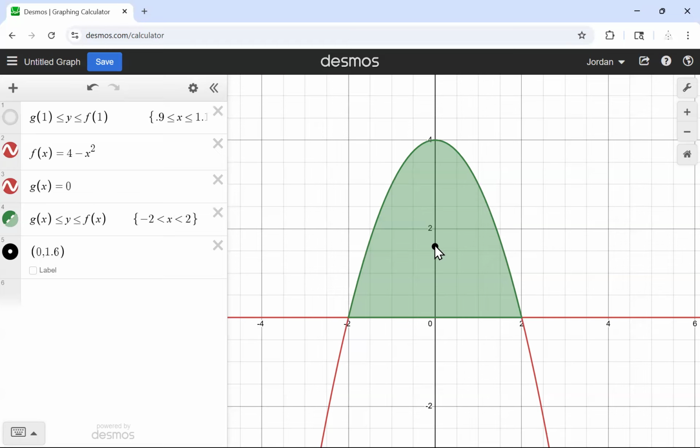Also, it should make sense that while the height of this object is 4, a little more weight is going to be at the bottom because this object is a little bit thicker at the bottom. So it's not going to balance at 2. It's going to be shifted down a little bit, and that shift down towards the bottom is because there's more stuff at the bottom. So we are balancing at the point 0, 1.6.